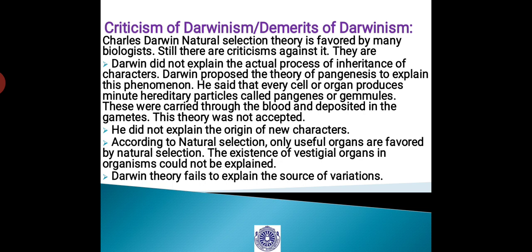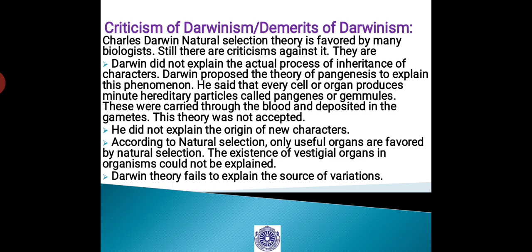And there is one more such demerit of Darwinism, that is, Darwin never distinguished between heritable and non-heritable variations. What Darwin said was only the appearance of variations, and he never made the distinction between heritable and non-heritable variations. That is, whether all variations will be heritable or not, that explanation was not given by Darwin. So that could be one of the demerits of Darwinism.